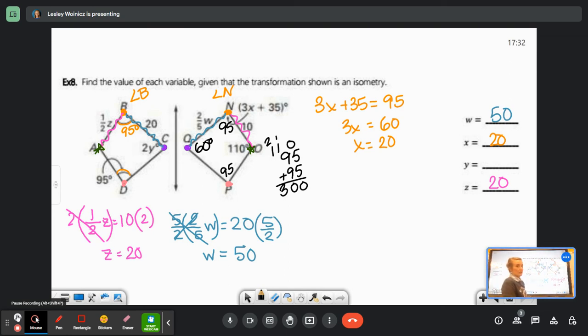That was a lot. This problem was a little brutal, sorry. So 2y has to equal 60 because these angles have to be equal. Congruent. The angles are congruent. The measures are equal. So y is 30. Whew. Okay, sorry about that last one. Yeehaw.